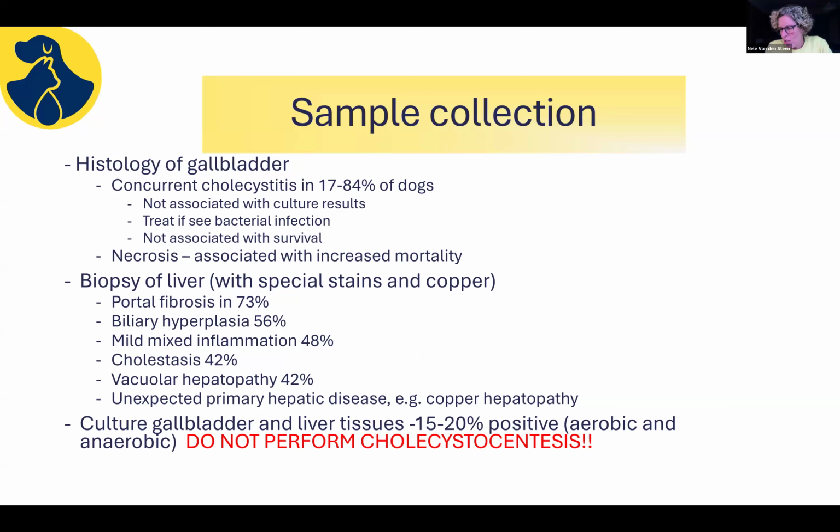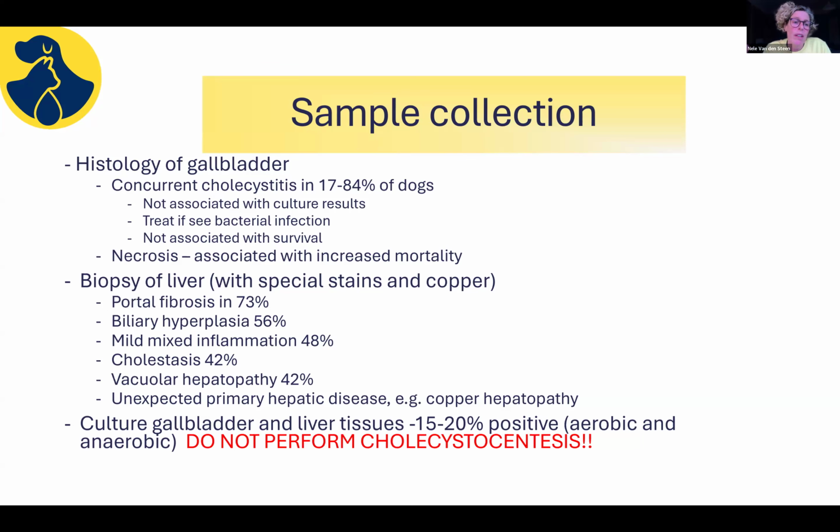So if we do take these dogs to surgery, what do we want to get out of it? Obviously, we want to remove that gallbladder and suture that up. We then want to submit that gallbladder for histology, because what can we find in a proportion of these dogs? And as you see, between the different studies, there's a huge variation, but there can be a concurrent cholecystitis. And if bacteria is seen, then you would go and treat it. Now, if you look at the culture of both the bile and the tissues, you'll find about 15 to 20% positivity. But if you have bacteria seen and neutrophilic inflammation in that wall, you would treat it anyway.